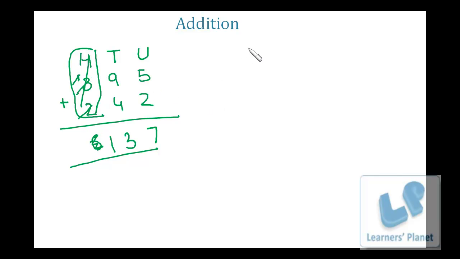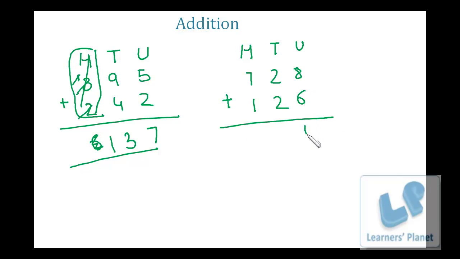Now again hundreds, tens and units. 728 plus 126. Now 6 plus 8, that is 14. So 4, 1 is carried. 2 plus 2, 4 plus 1, 5. And 1 plus 7, that is 8. So that is 854. Now let's take a few more sums.